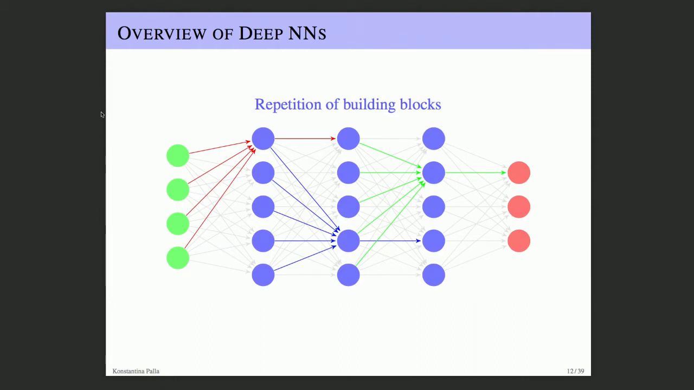This is the beauty of deep learning, of deep neural networks, that you can repeat these building blocks in many ways, serially and in parallel, and you can do a lot of fancy stuff with that. But let's remind ourselves how these building blocks look like.